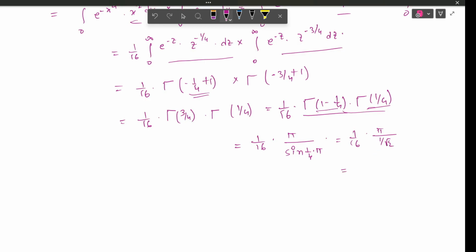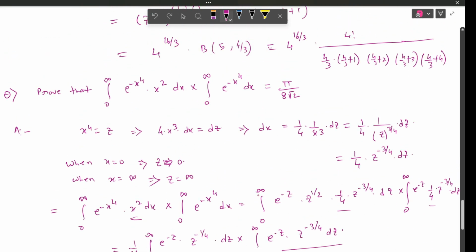So root 2 will go in the numerator, or this is root 2 pi by 16. If you multiply by root 2 in the numerator and denominator, 2 and 16 will cancel out. It would be pi by 8 root 2. So hence proved. This is the thing we have to prove.